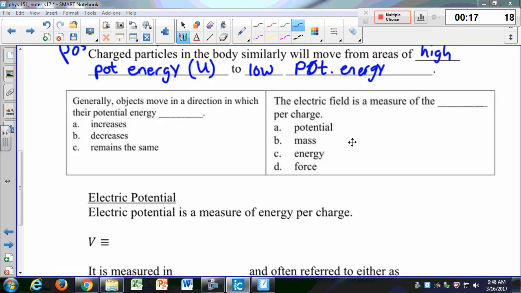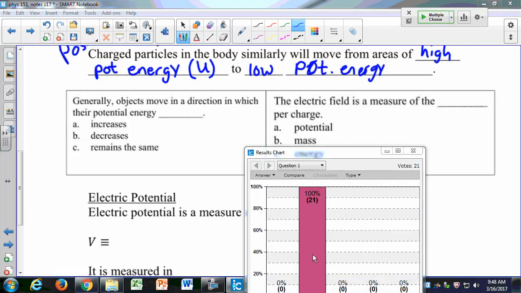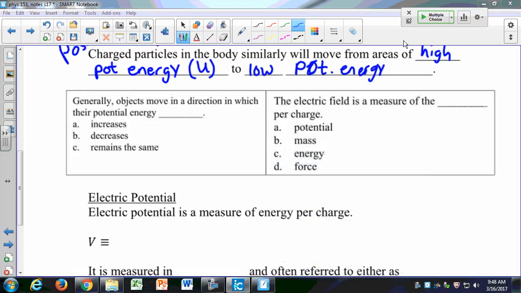All right, we'll stop at 23. Go ahead and do the next one. Look at y'all, that's awesome. Let's go ahead and do this one on the right.